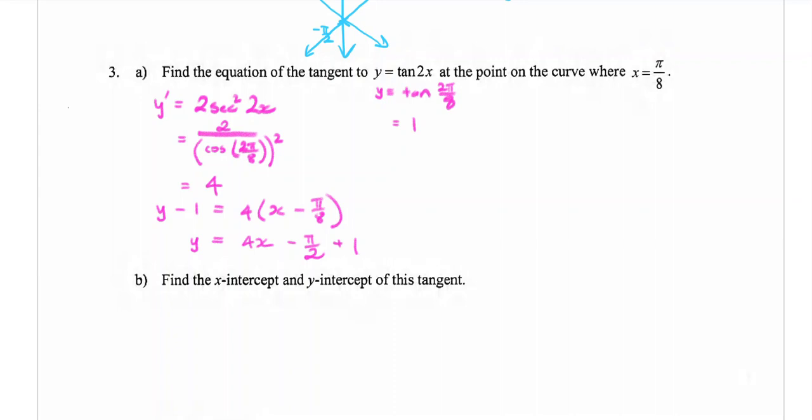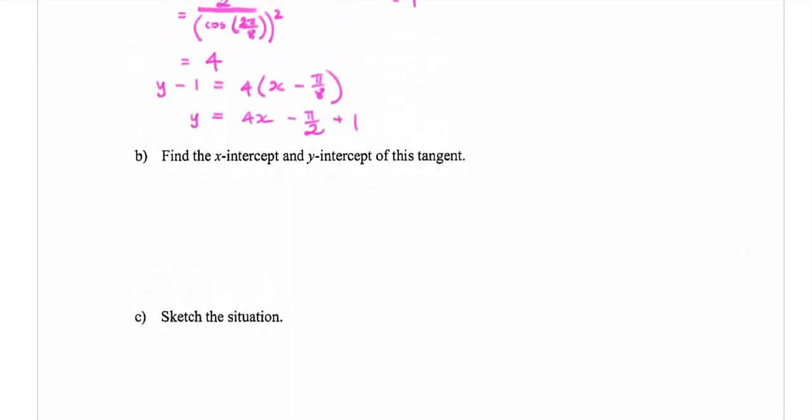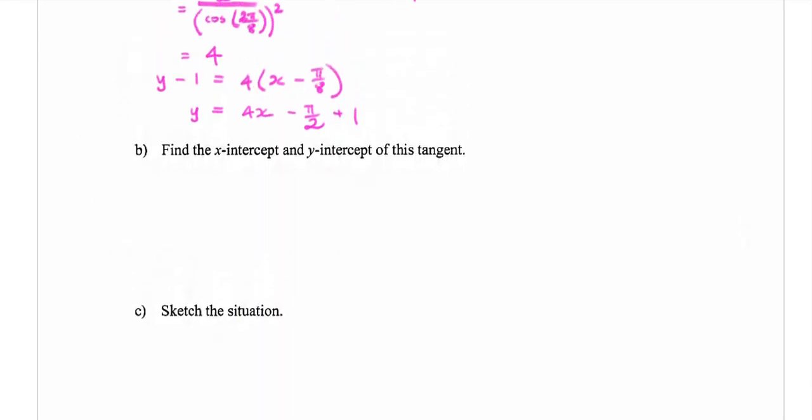There's a part B and a part C and a part D. Let's keep going. Part B: find the x-intercept and the y-intercept of the tangent. How do you find an x-intercept? When y equals 0. How do you find a y-intercept? When x equals 0. Let's sub it in. When x equals 0 into my tangent, I get y equals 4 times 0, which does nothing, so I'm just going to get minus pi over 2 plus 1.